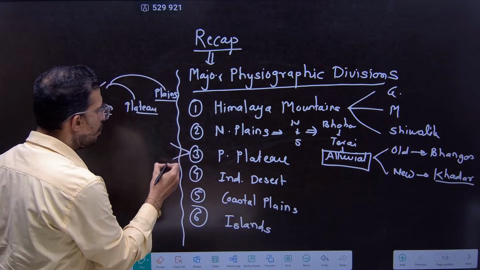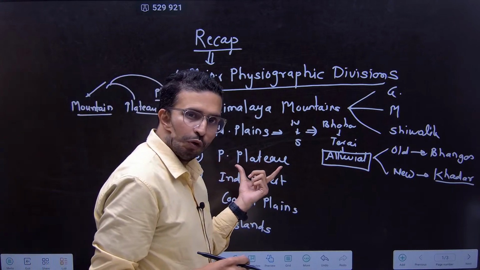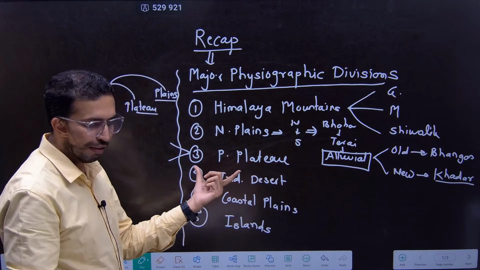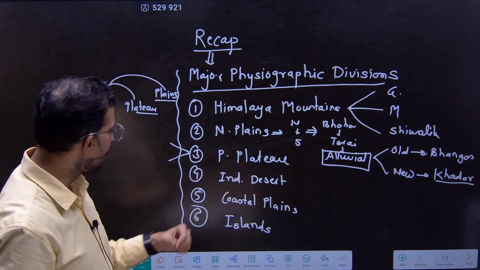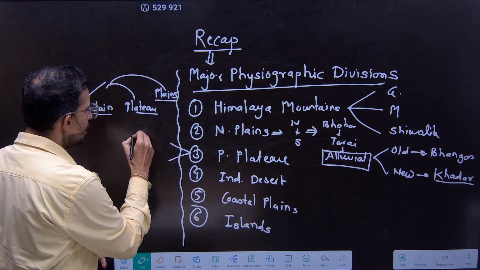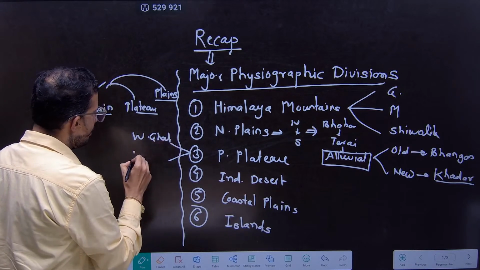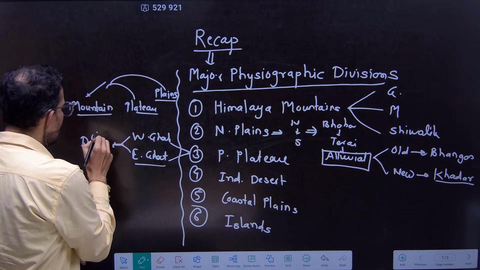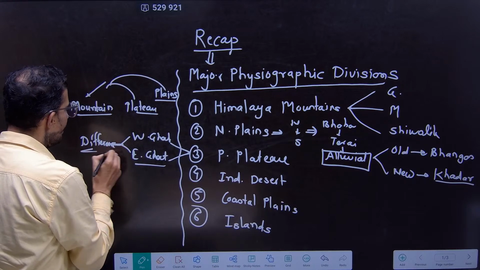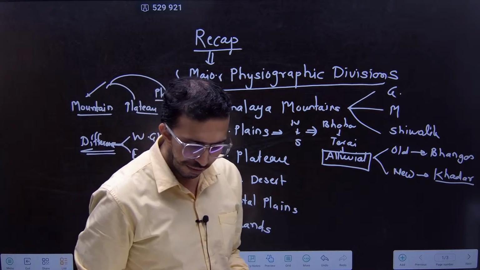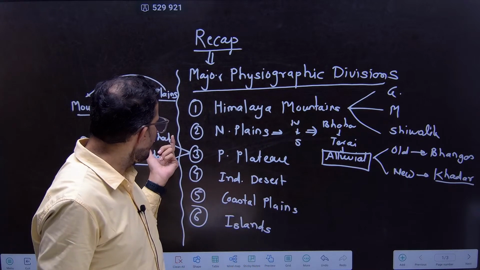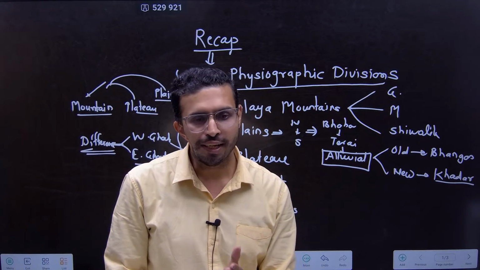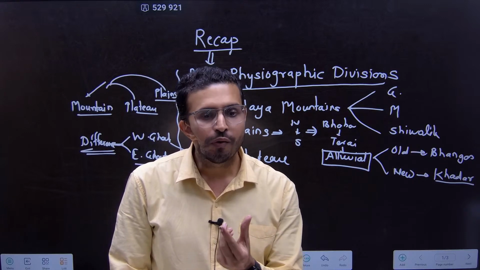In the peninsular plateau, we saw the Deccan Plateau, Malwa Plateau, Hazaribagh Plateau, Chota Nagpur Plateau, and the significance of this plateau that we saw in the previous lecture. Along with the peninsular plateau, we saw the Western Ghat and the Eastern Ghat, and also the difference between them. Western Ghat has higher elevation and more continuity as compared to the Eastern Ghats.